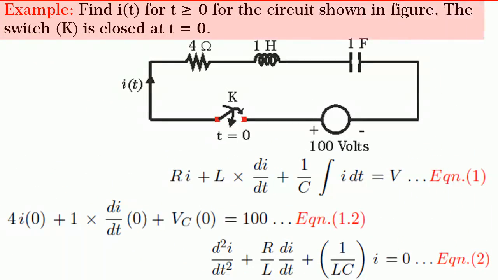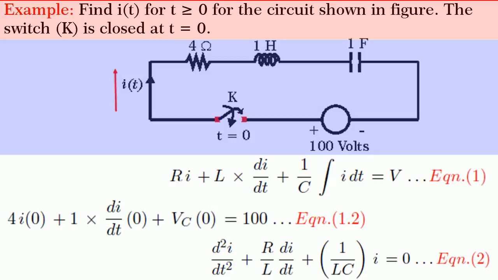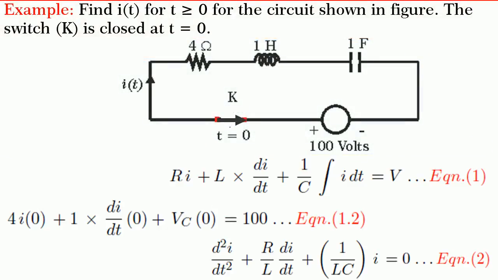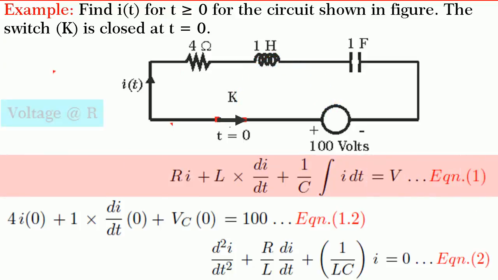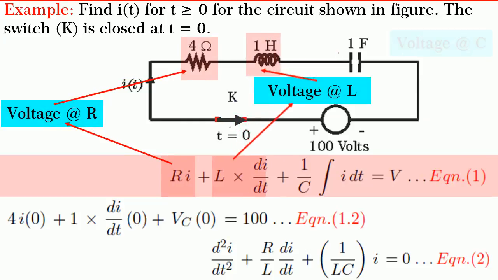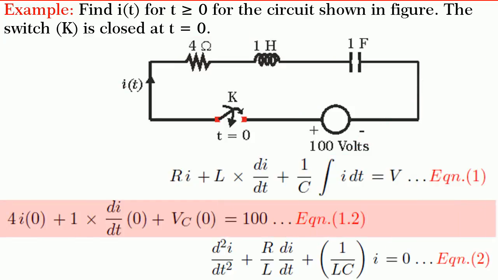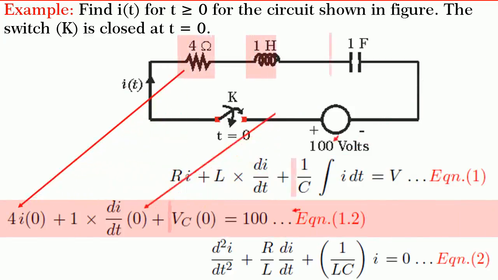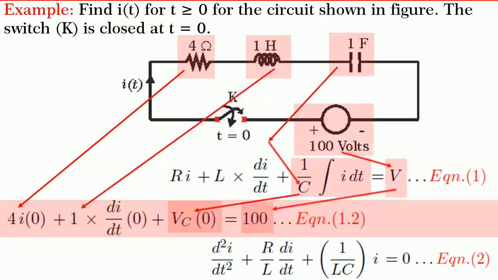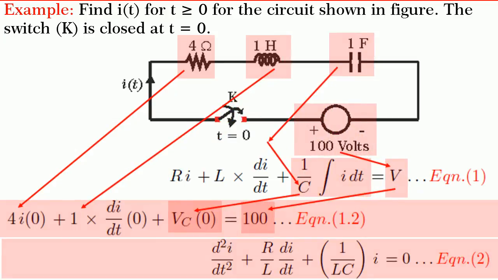Friends, let us consider another example to find i(t) for t greater than or equal to 0 for the circuit shown in the figure. The switch K is closed at t equal to 0. Writing the system equation for t greater than or equal to 0, we get R times i plus L times di/dt plus 1 upon C times the integral of i dt equal to V. Let it be equation 1. By substituting the values of R, L, C and V and rearranging it, we get equation 2.